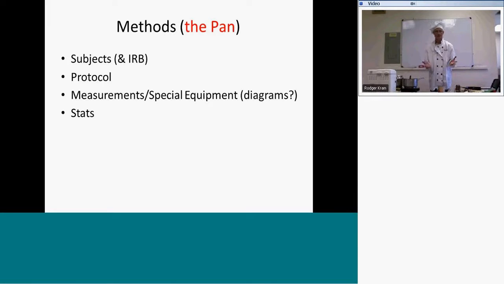List the protocol in chronological order, that way people can imagine themselves, and I try to write it as though the person is literally walking through the experiment. And then special equipment or measurements. Again, diagrams are quite worthwhile in the method section.